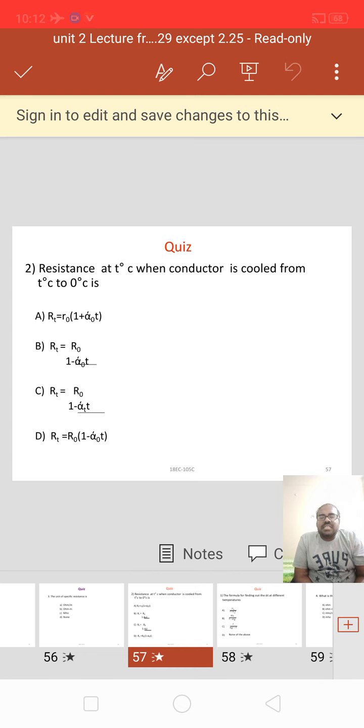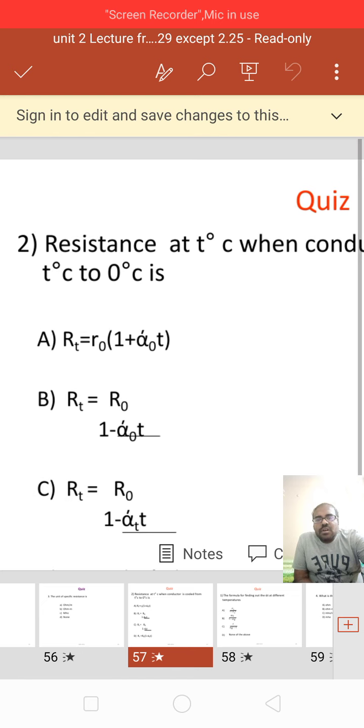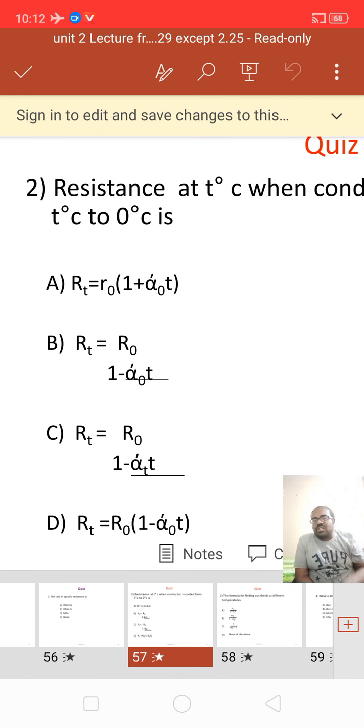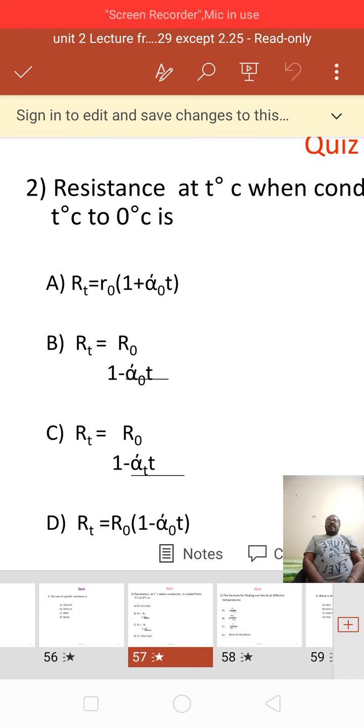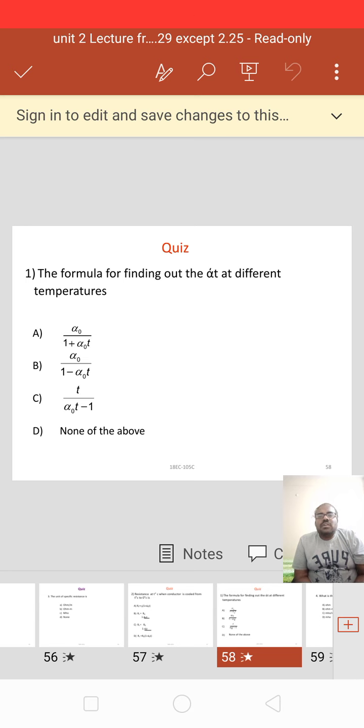Next, resistance at T degree Celsius when conductor is cooled from T degree Celsius to 0 degree Celsius is: A, Rt equal to R naught into 1 plus alpha naught into T; B, Rt equal to R naught by 1 plus alpha naught into T; C, Rt equal to R naught by 1 minus alpha naught into T; D, Rt equal to R naught into 1 minus alpha naught into T. Here the answer for this question is Rt equal to R naught into 1 plus alpha naught into T. A is the answer.